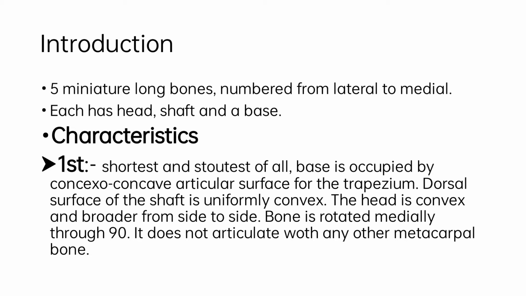Palmar surface is the palm surface. The dorsal is the posterior surface. Alright, so it extends more on the palmar surface than on the dorsal surface. The heads of the metacarpal bones form the knuckle. Our knuckle area is formed by the heads of the metacarpal bones.